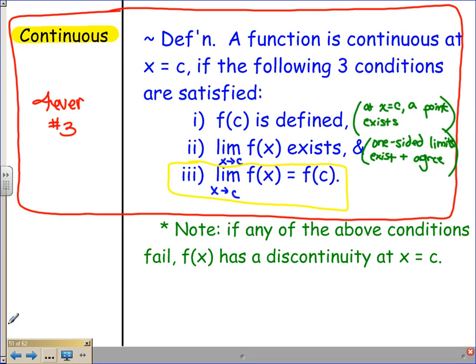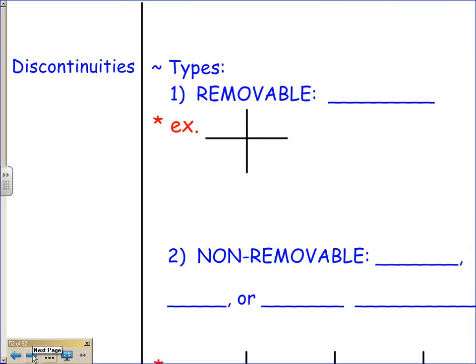If any function fails any of these, the main climax is the third one. If a function passes the third one, it's going to pass the others. It's going to be continuous. But if it fails any of them, it's discontinuous at x equals c.